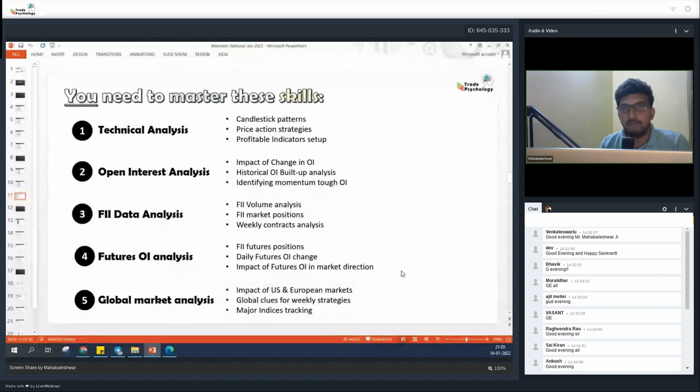Let's say if there is any event in the global market, definitely there will be an impact in the market, but these are all things you will get through experience.